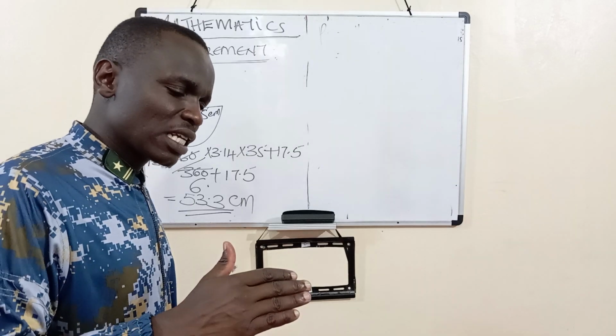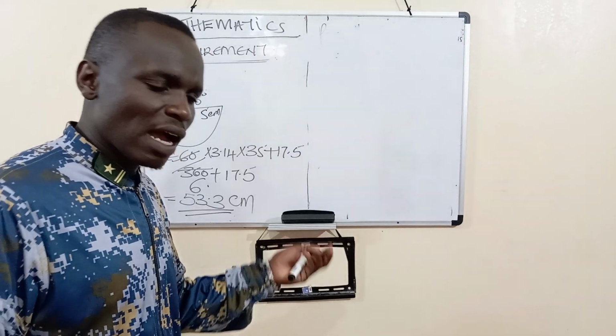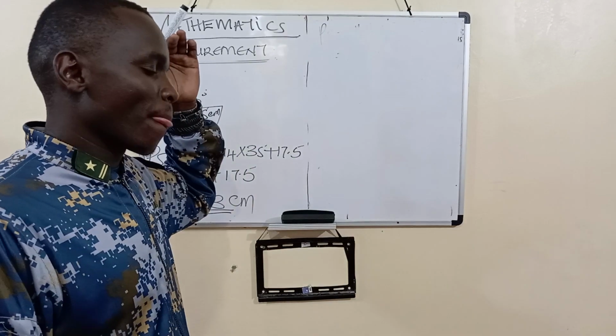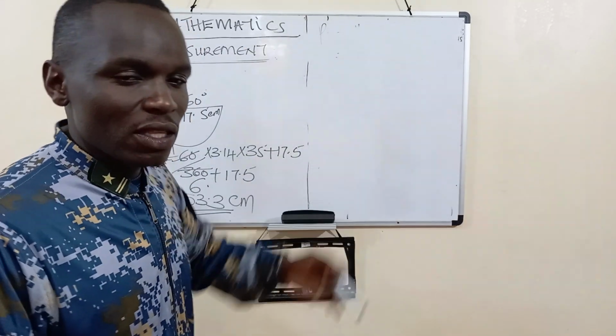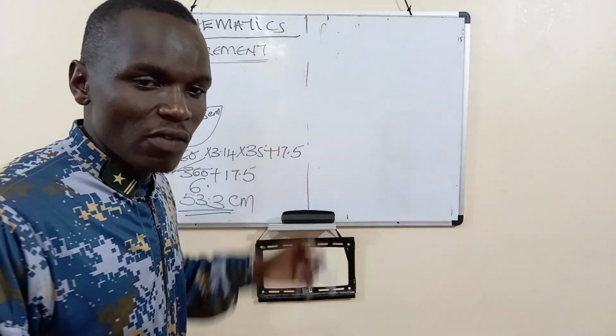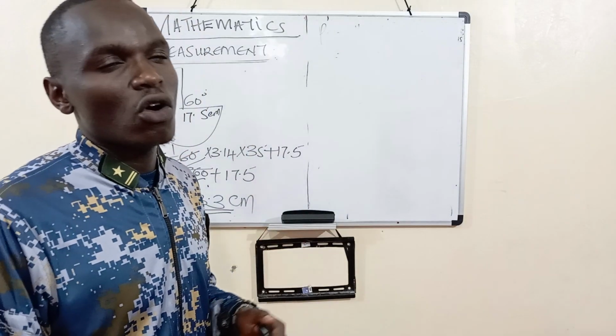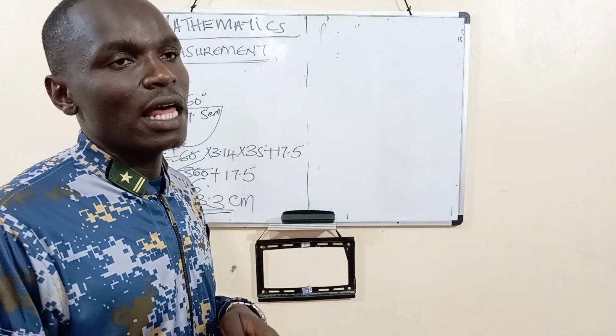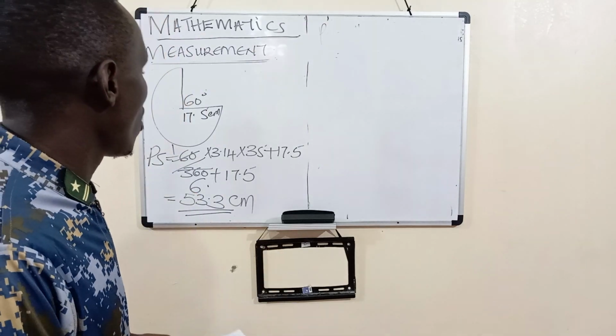We remember we started the measurement. We talked about the circumference. Then we went to arc length. We now have solved the perimeter of the sector. Now I want us to go to the next, where we are going to be talking about the area of a sector.